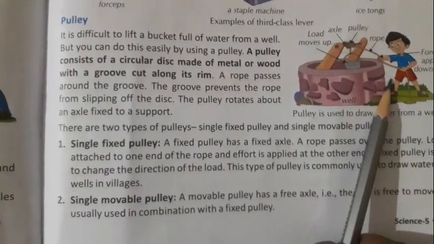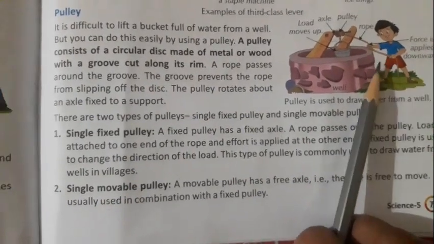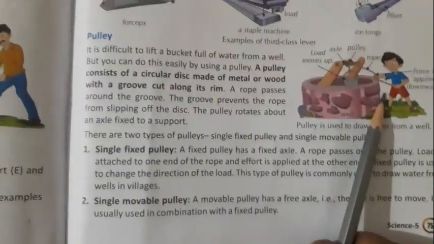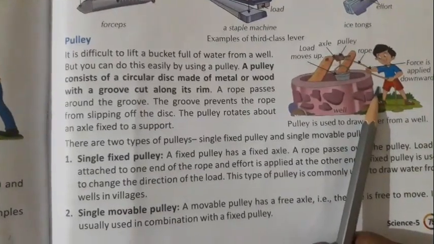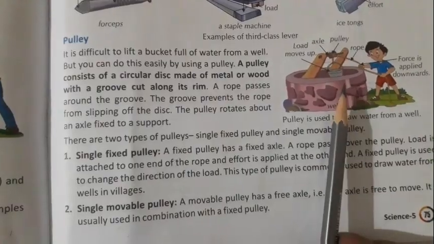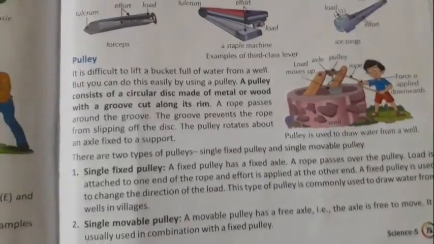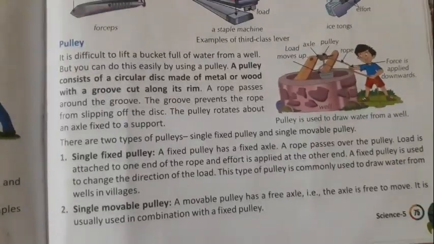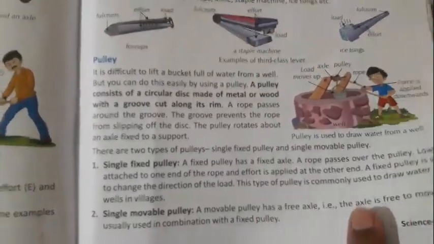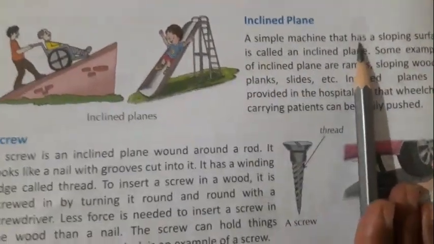Are you getting this? So this is a pulley. The pulleys are used, the best example, the pulley we are using for drawing water from the well. Also we are using the concept of pulley in the lift. Are you getting this? Let's discuss the next type of simple machine, that is inclined plane.